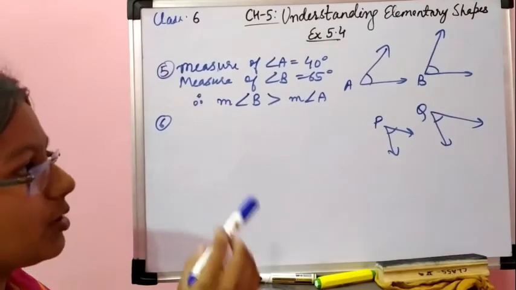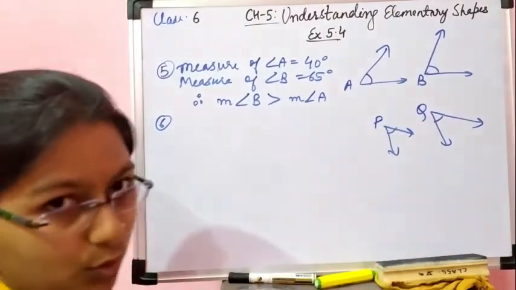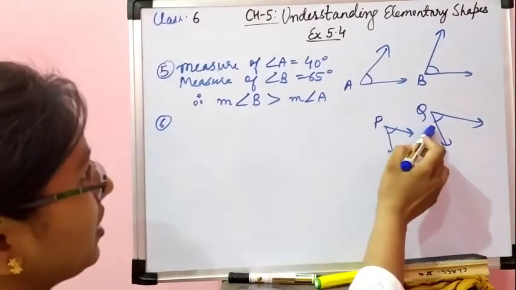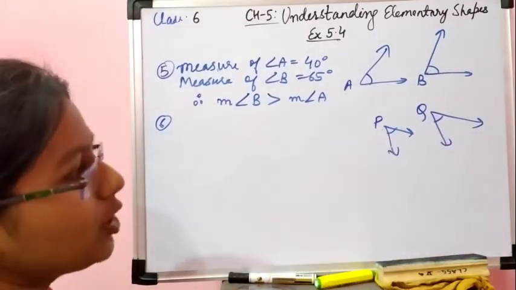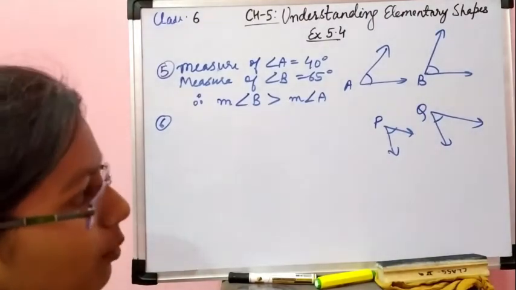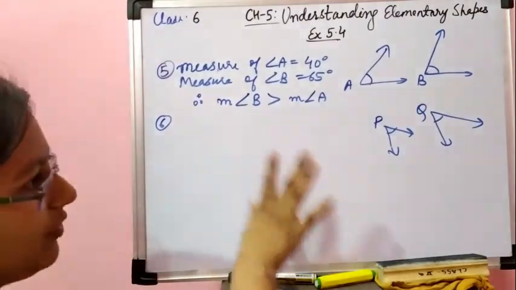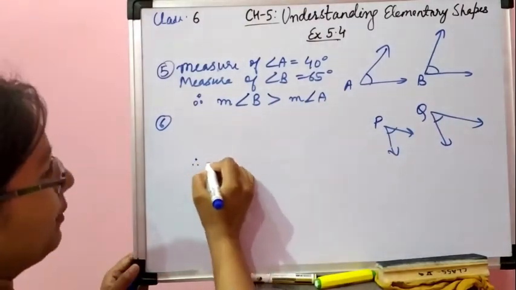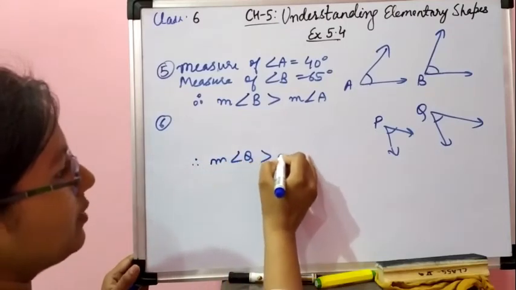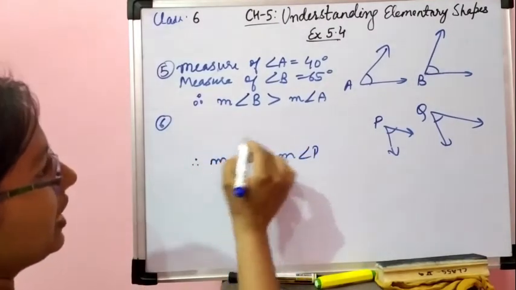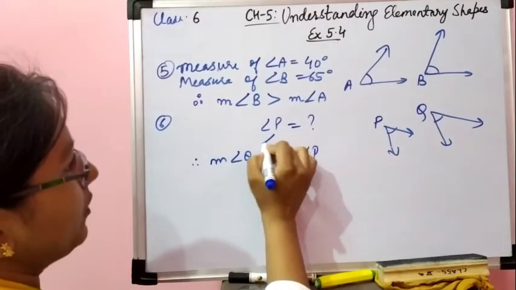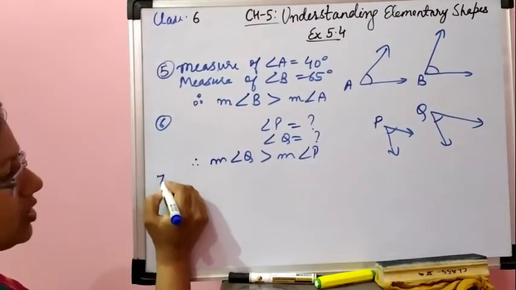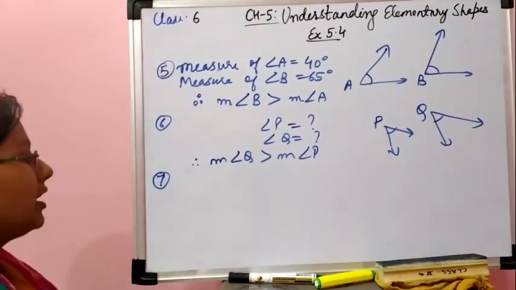Okay students, now question number 6, we have named these angles P and Q. What we have to do is the same as the fifth one. You have to measure angle P, then measure angle Q, then answer which one is more. I am giving you the final answer, but you will do the measuring by yourself. Measure of angle Q is more than measure of angle P. This is the final answer, but what angle P and angle Q are, you have to work out yourself.